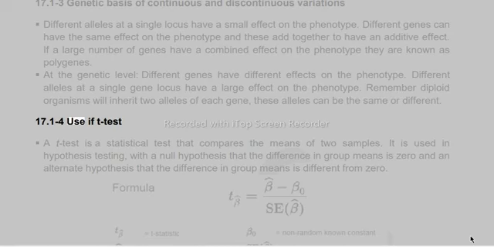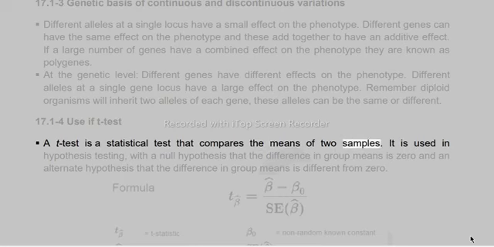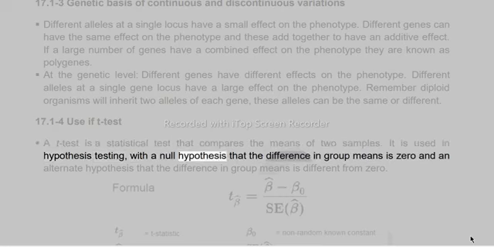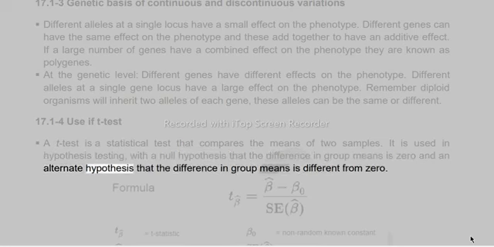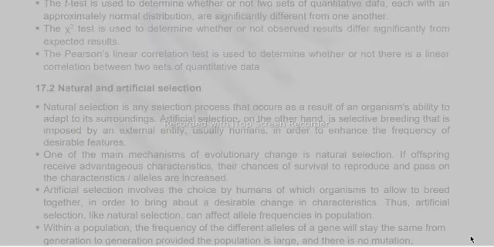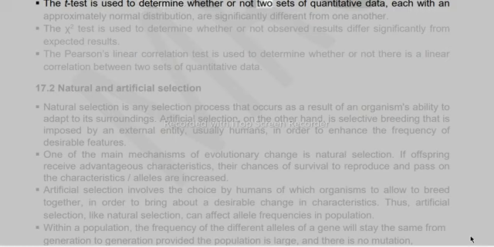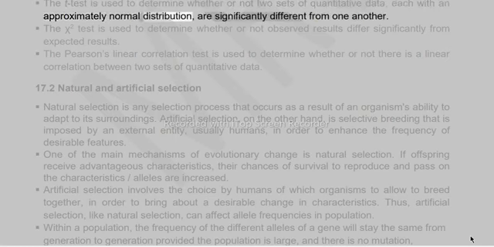17.1 to 4 Use of t-test. A t-test is a statistical test that compares the means of two samples. It is used in hypothesis testing, with a null hypothesis that the difference in group means is 0 and an alternate hypothesis that the difference in group means is different from 0. The t-test is used to determine whether or not two sets of quantitative data, each with an approximately normal distribution, are significantly different from one another.